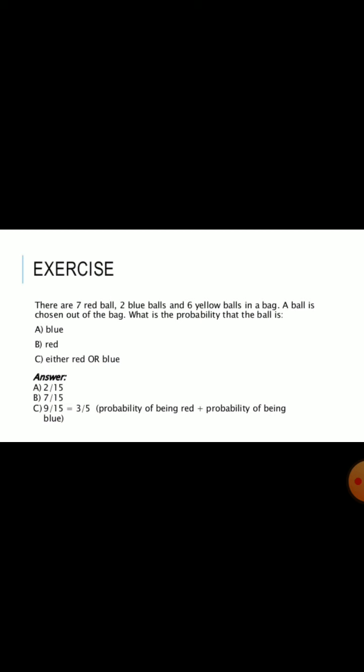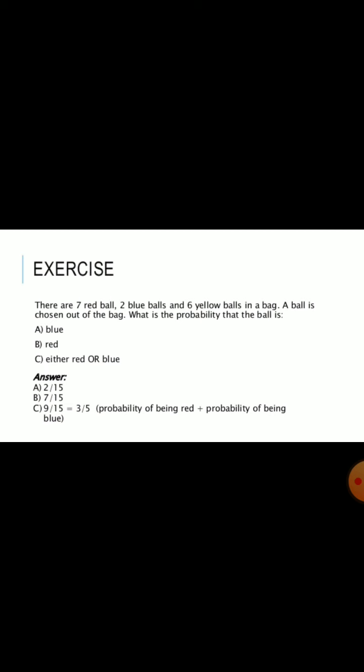Now we have to find out the probability of getting blue ball. Total blue balls are 2. So the probability of getting blue ball is 2 divided by 15, because 2 is the desired outcome and 15 is the total possible outcomes. So the probability of getting a blue ball is 2 by 15.